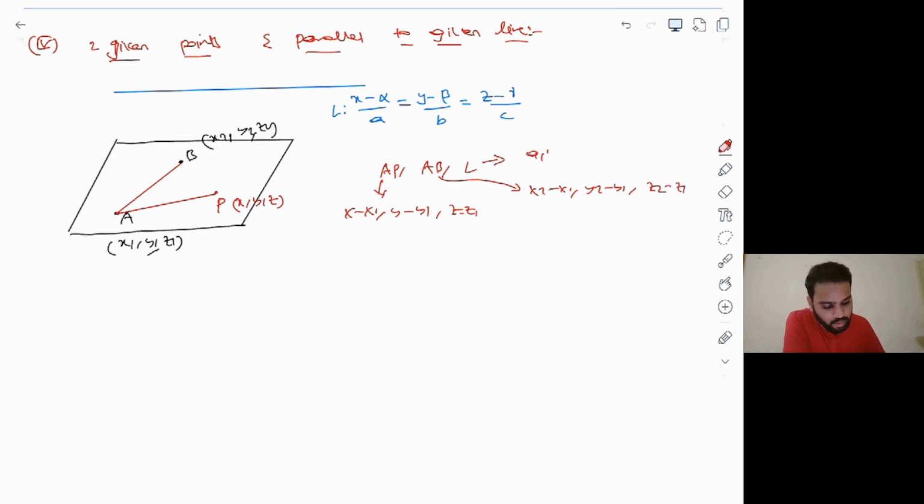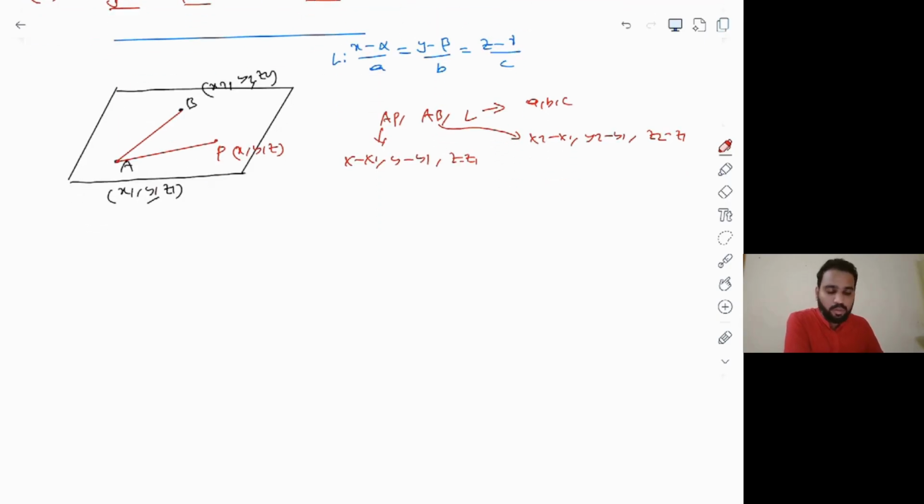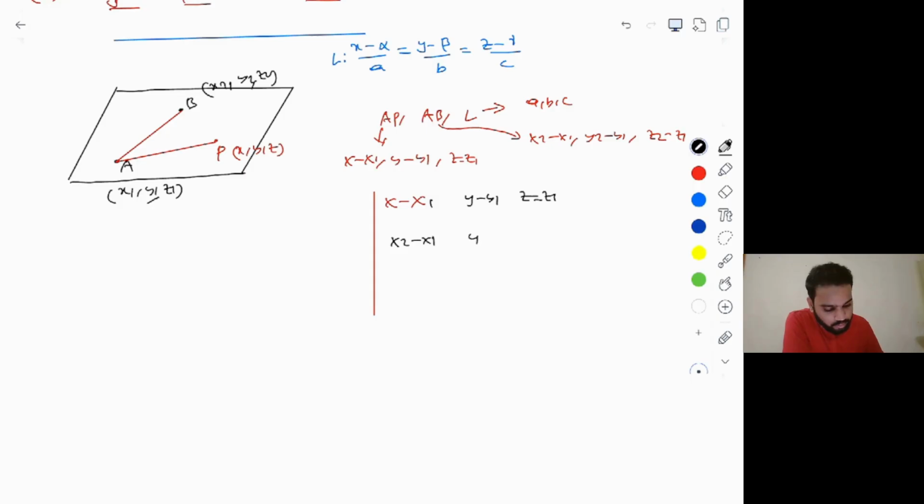And the DRs of L are nothing but a, b, c. And what is the trick that I told you? Just apply the determinant of these three DRs equals 0. That will give you the equation of the plane, which is the determinant of x minus x1, y minus y1, z minus z1, and then x2 minus x1, y2 minus y1, z2 minus z1.